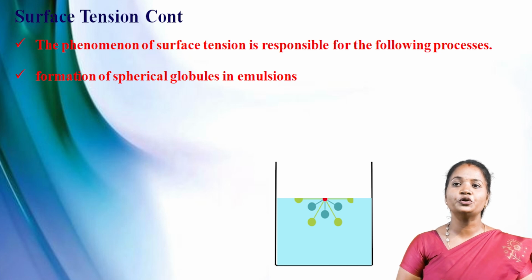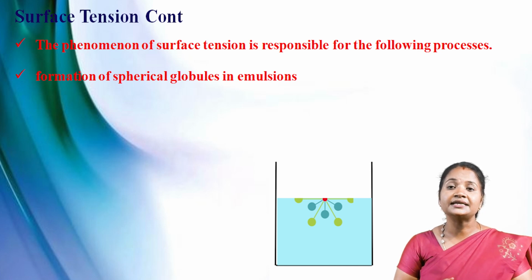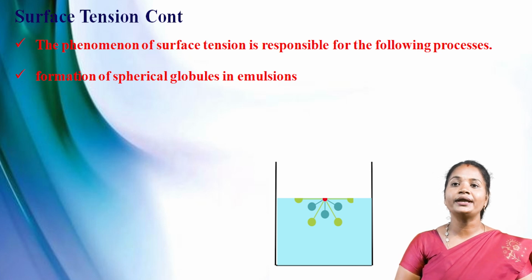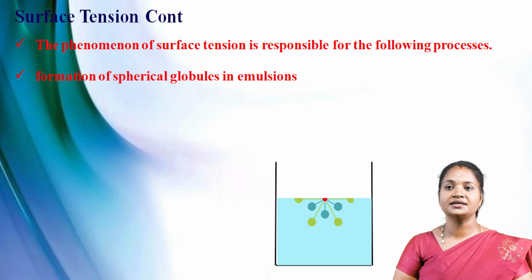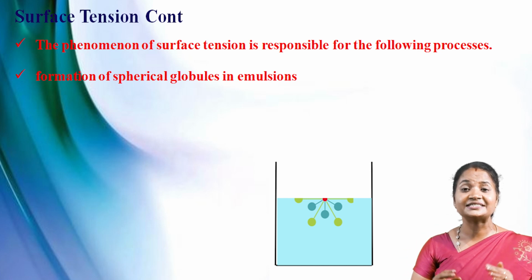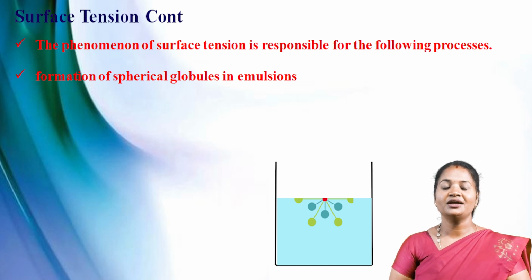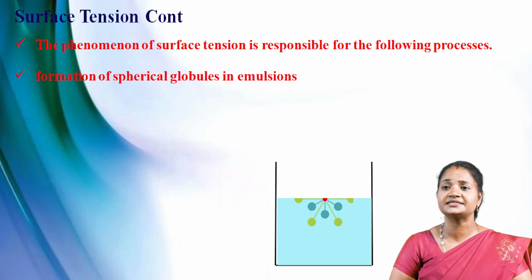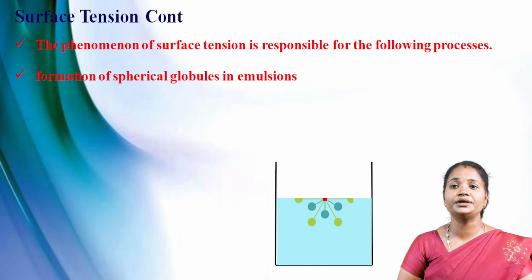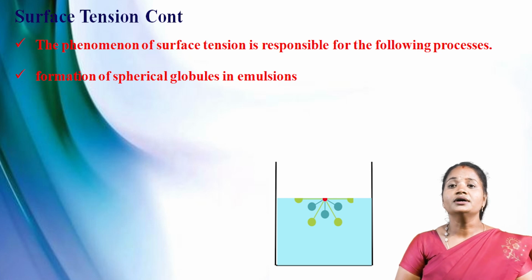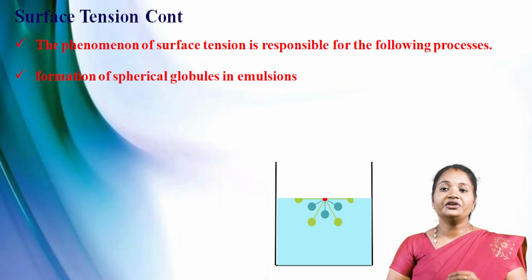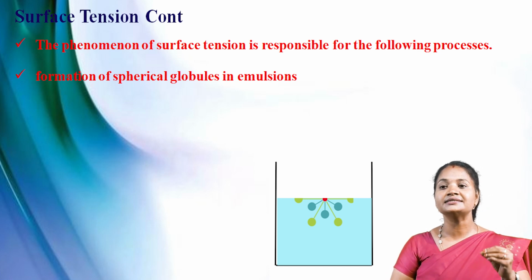It is the force per unit length existing at the interface between two immiscible liquid phases. The unit of interfacial tension is the same as that of surface tension. The CGS unit of interfacial tension is dyne per centimeter and the MKS unit is newton per meter. So interfacial tensions are less than the surface tensions.